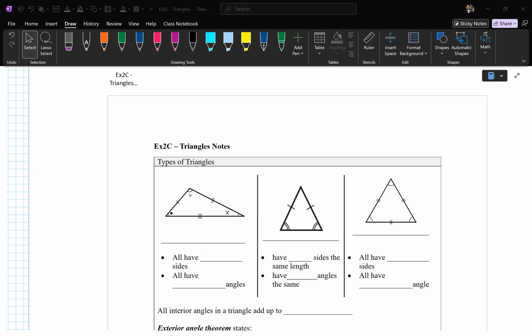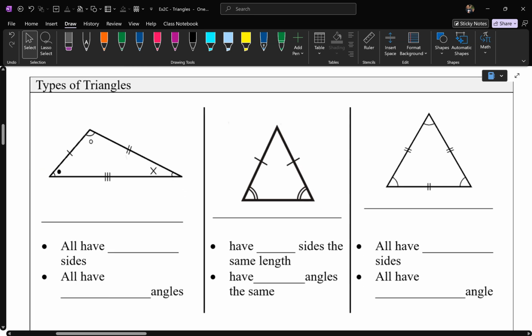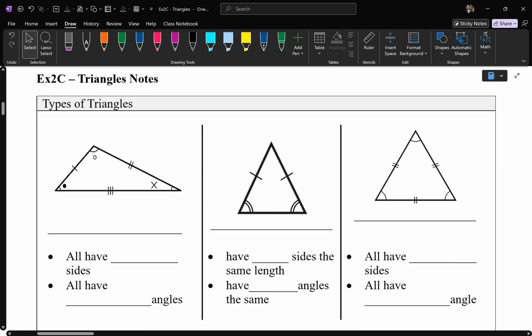It's recording. Let's have a look at exercise 2C. Yes, Elliot? Is 2B due on Monday? 2B is due at the end of the week, so whenever I see you, which is next Monday, that is correct.